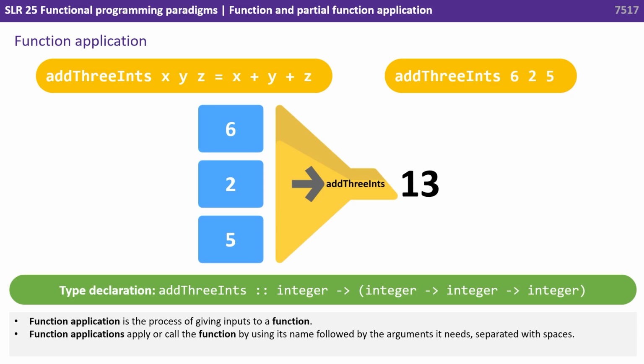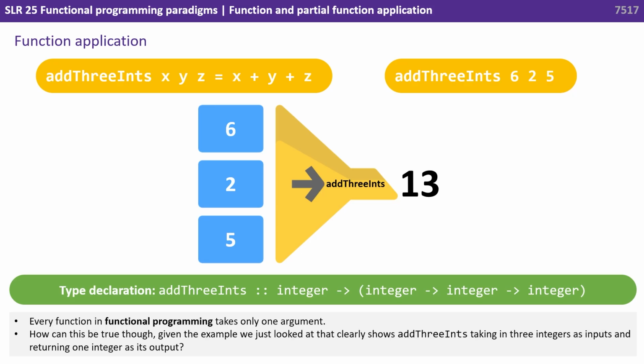The green box down the bottom there is showing you the actual syntax that we could use to declare, or in other words, set up this function in the functional programming language Haskell. And we're going to be looking at that in more detail in later videos. For now, you don't need to worry too much about the syntax being shown there.